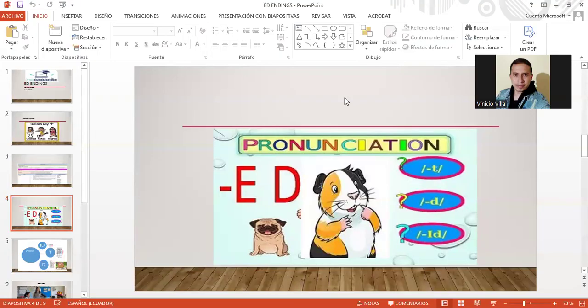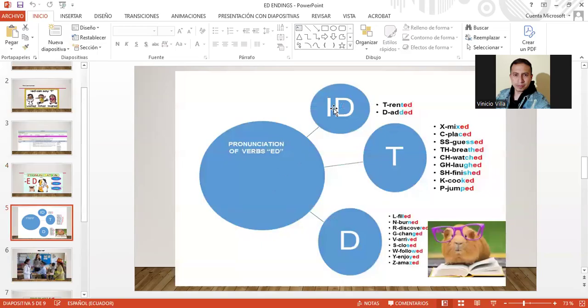Okay, we are analyzing the phonemes that we are going to deal with. We can see a guinea pig, and I'm going to show them the phonemes T, D, and ID. So the mystery here is how to pronounce each one. We are going to learn each one of the phonemes. For example, let's get started with the first one. We have the phoneme ID.